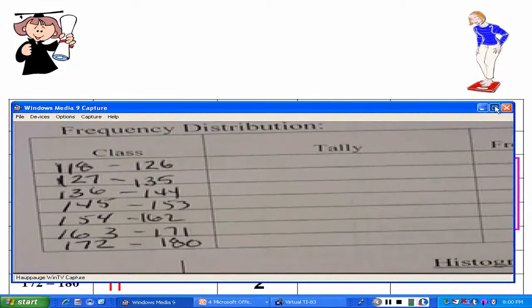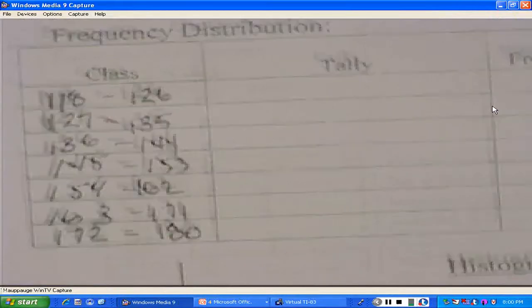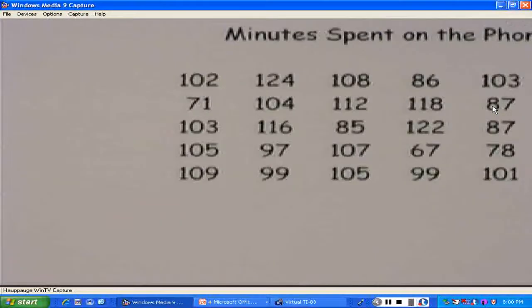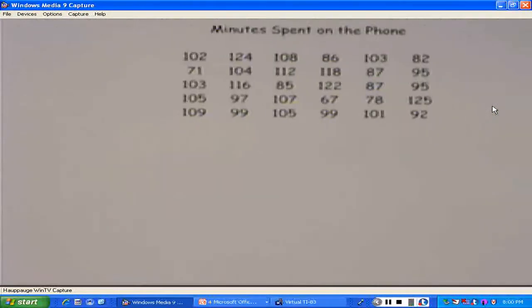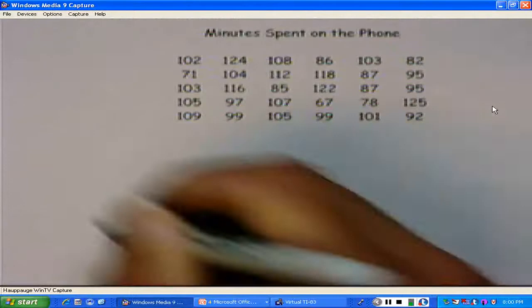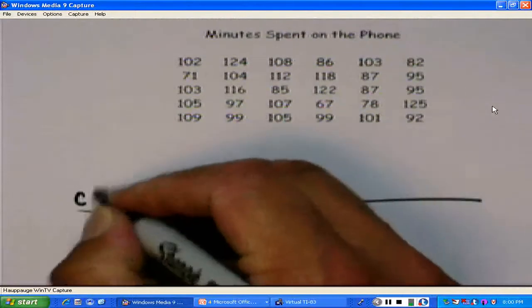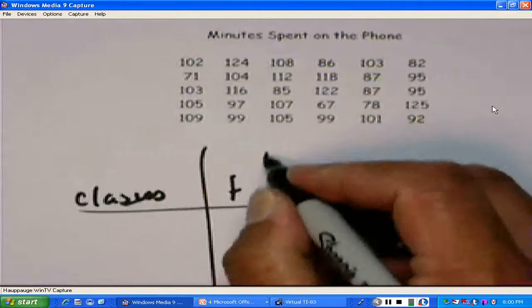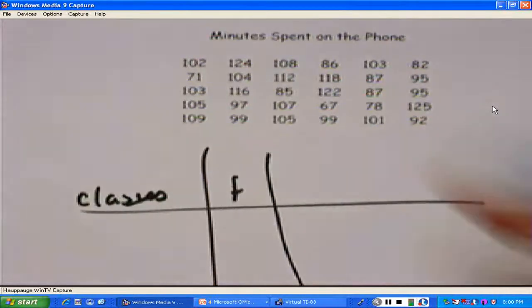So what you want to do, you can even do it on this page. Just somewhere in here, draw yourself a table. You have your classes, okay? You have your frequency there. And all they're asking here is for frequency, so you don't have to do the percentage distribution and cumulative frequency and all that. Just do classes and frequency.